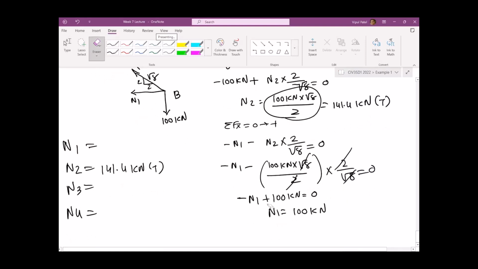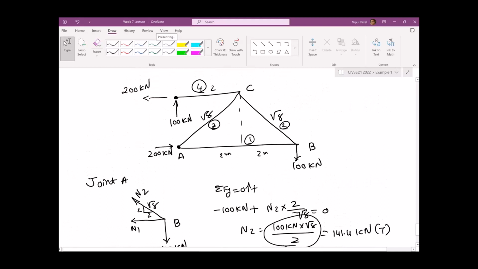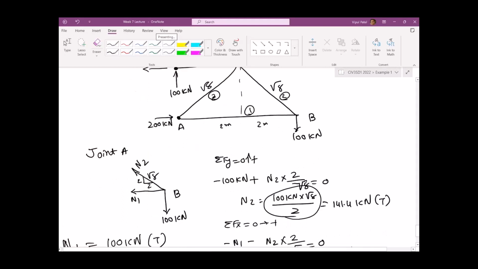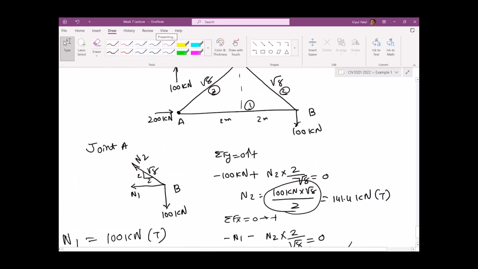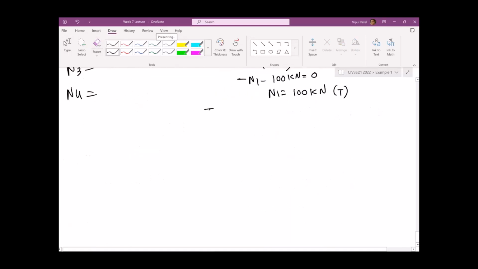So this would be negative, so that will make it positive. So that would be tension. 100 kilonewtons tension. Now we have this 100 kilonewtons coming down, and these two forces we found. Now joint B is done. We want to do joint number A. By the way, this is joint B. Now we do joint number A.